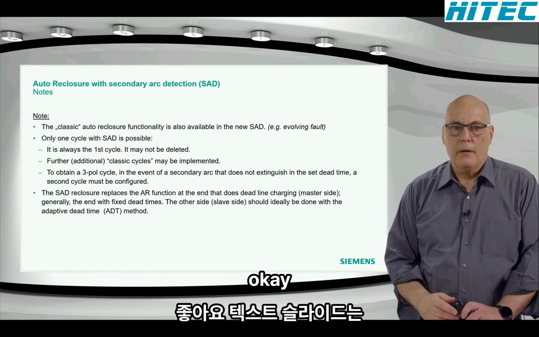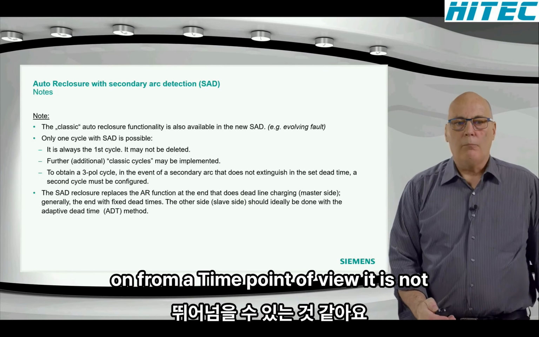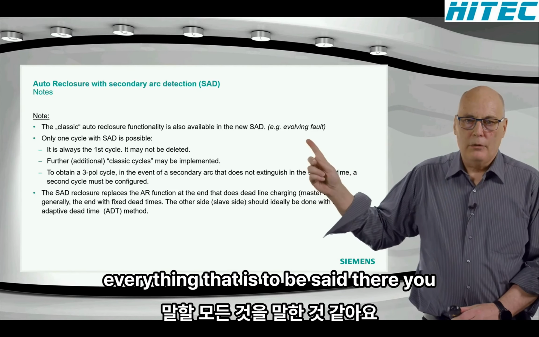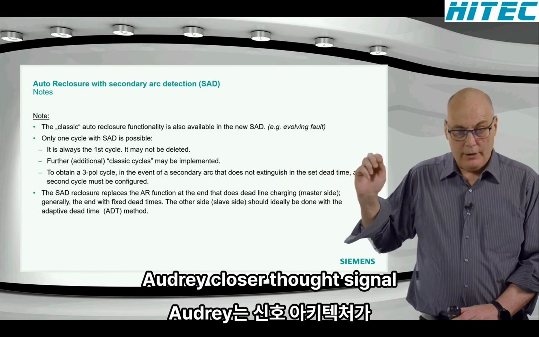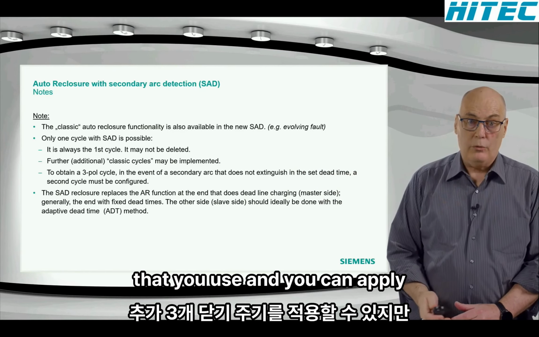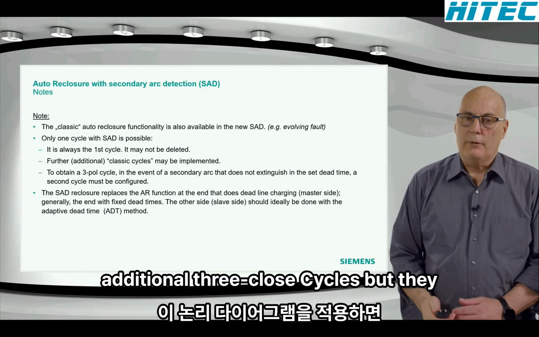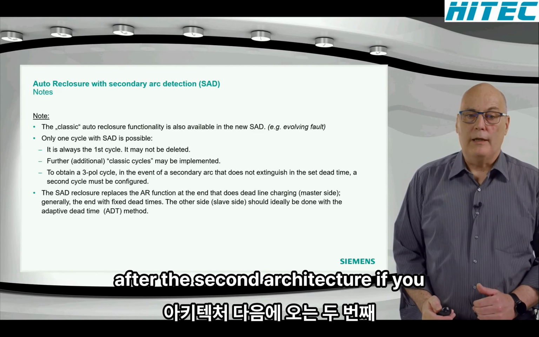Okay. I think the text slide one can jump over. From a time point of view, it is not that interesting. I think I've said everything that is to be said there. You can apply this together with a classic auto recloser. The secondary arc detection will be the first cycle that you use, and you can apply additional auto reclose cycles, but they will always be the second, third coming after the secondary arc detection if you apply that.